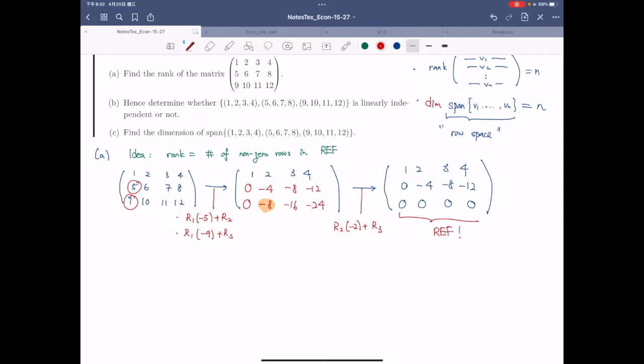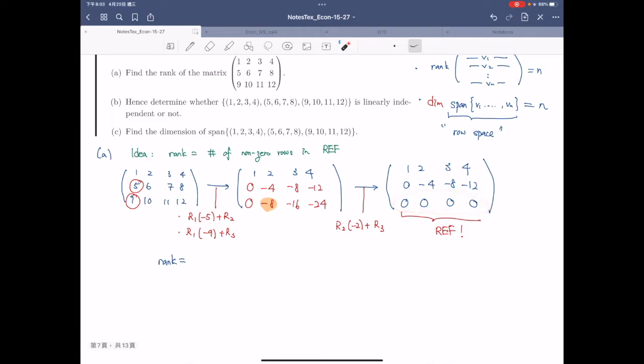Okay? Then what is rank? Rank equals the number of non-zero rows in the row echelon form. So we count 1, 2. Okay, this is 0, so you don't count this. So 1, 2, so the rank is 2.